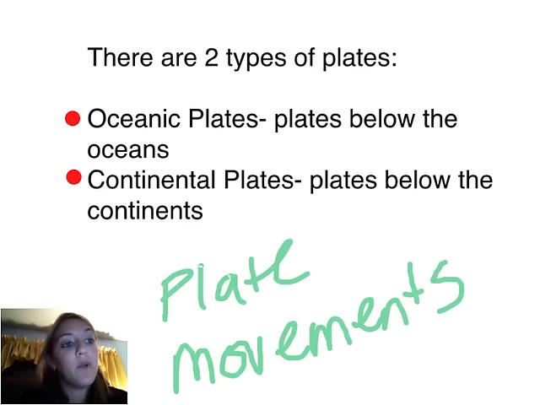The first type of plate is called an oceanic plate, and those are plates that are simply below the oceans. The second type of plate is called a continental plate, and those are plates that are below the continents. Now, some plates are below a continent and an ocean, or a little bit of both. So scientists and geographers look to see what it has mostly. Is it mostly underwater, or is it mostly under land? And they decide whether it's continental or oceanic.